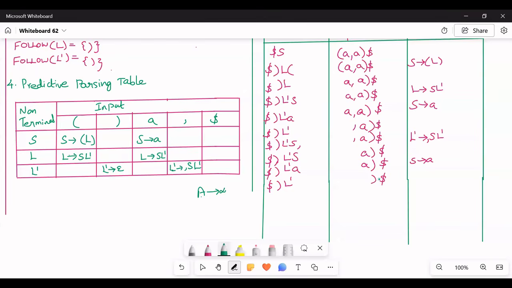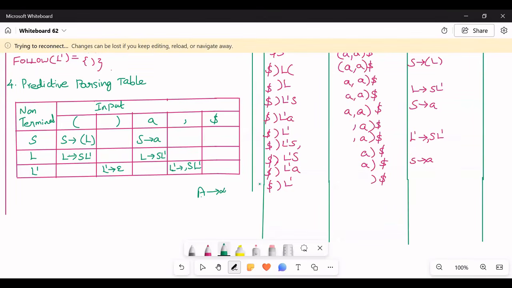So now L dash and right parenthesis. L dash and right parenthesis is L dash tends to epsilon. So L dash must be replaced by epsilon. So no need to write anything, just leave it. Then right parenthesis and right parenthesis matched. So remove both.